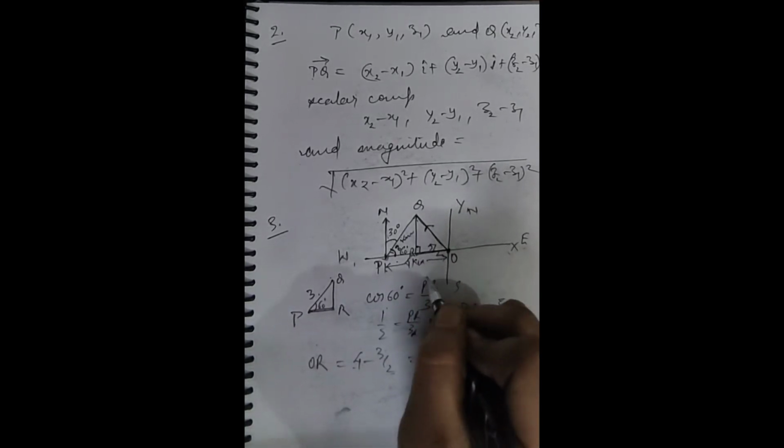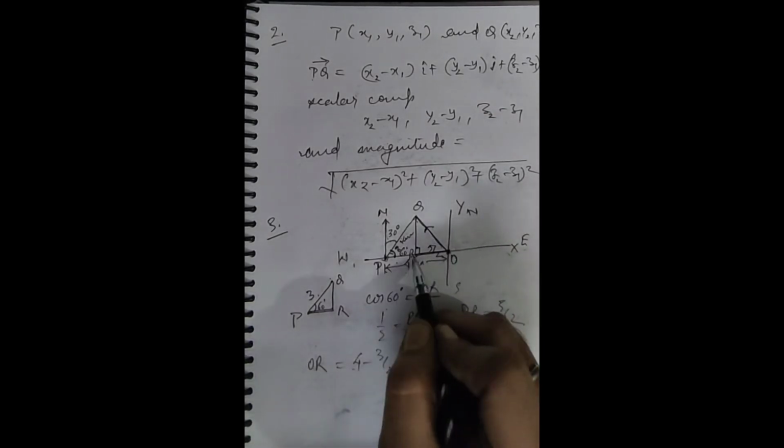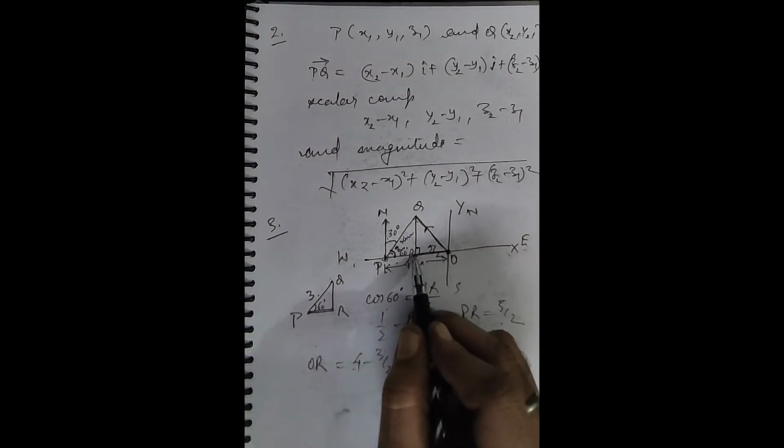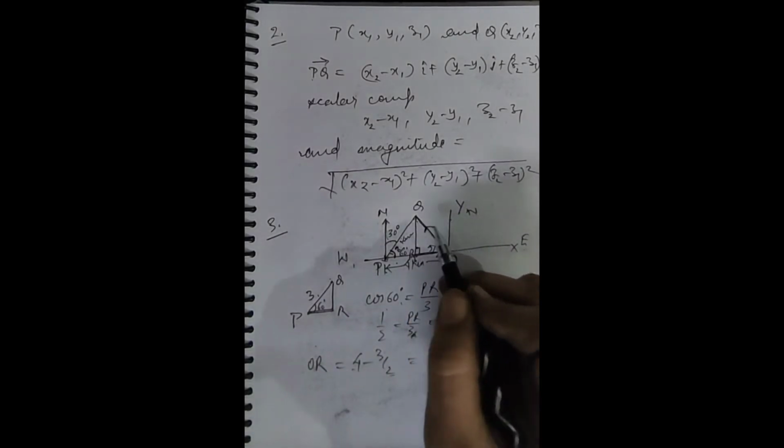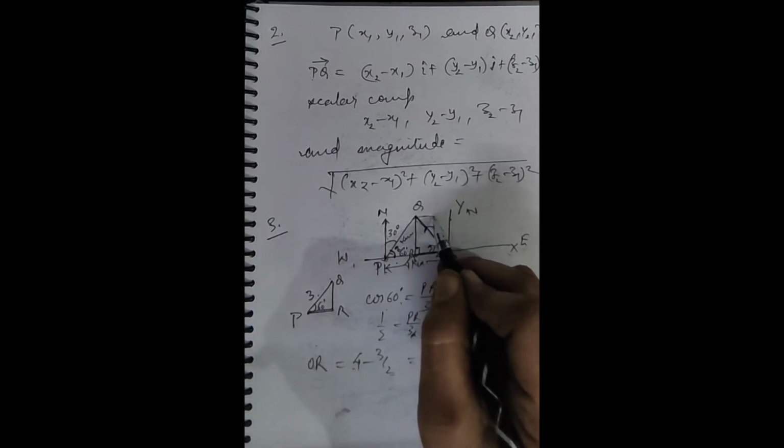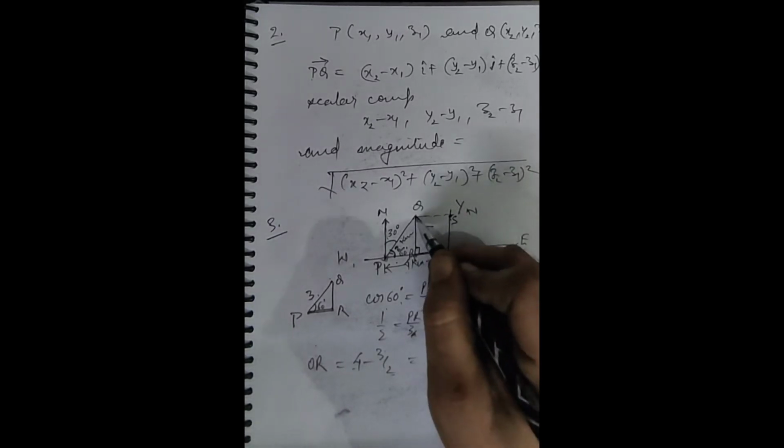It's 5 by 2, but this is in the negative direction. So that's why it will be taken as minus 5 by 2. In the form of component we will put minus 5 by 2. This length is 5 by 2, but in the form of component it is minus 5 by 2. Also we require its component along y. If this component is needed, if I consider this point to be S, then OS is equal to QR.